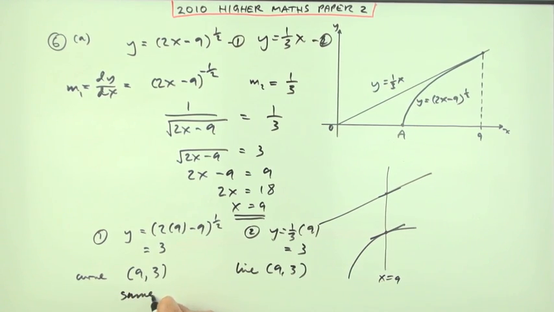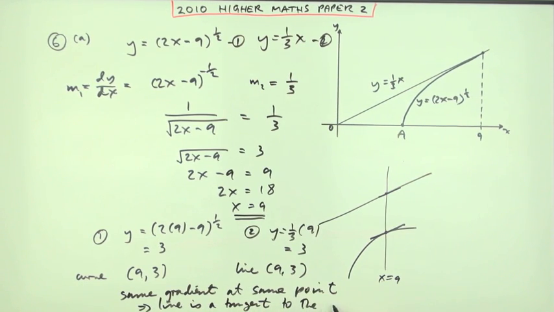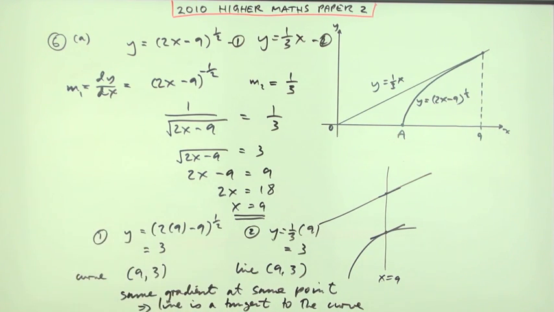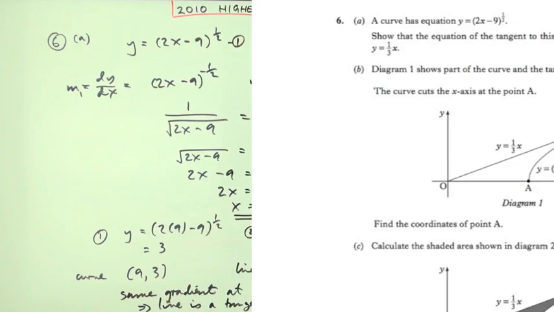And then you can say, same gradient at same point, which means, as before, the line, I'll just put the line as a tangent. Why not, to the curve. So there's a third option. Probably an option you shouldn't go for, because you'd probably forget this last part of it.